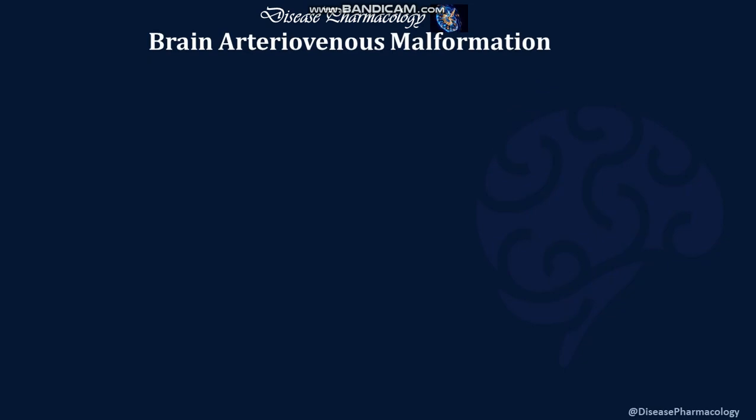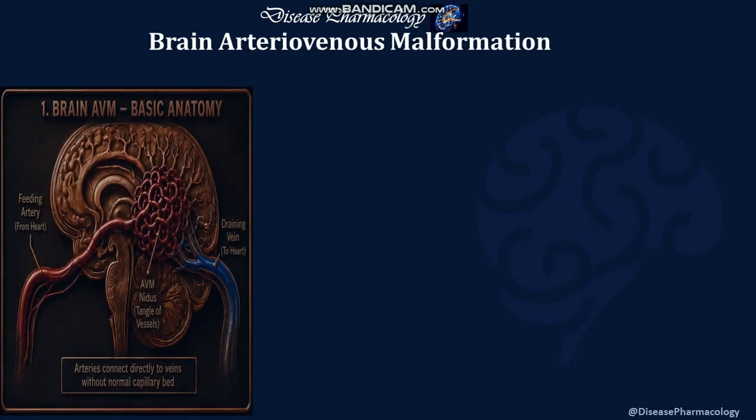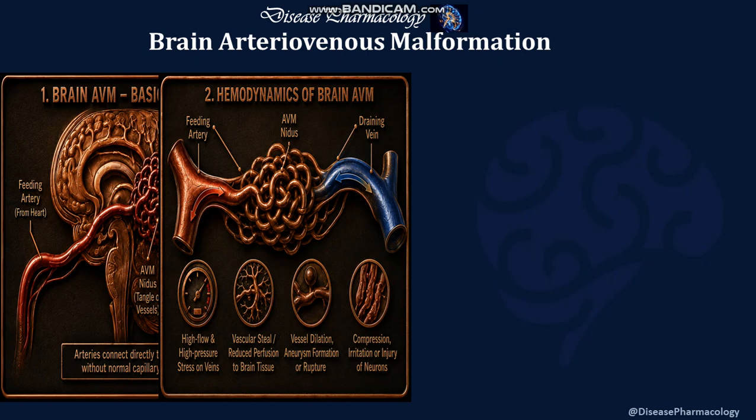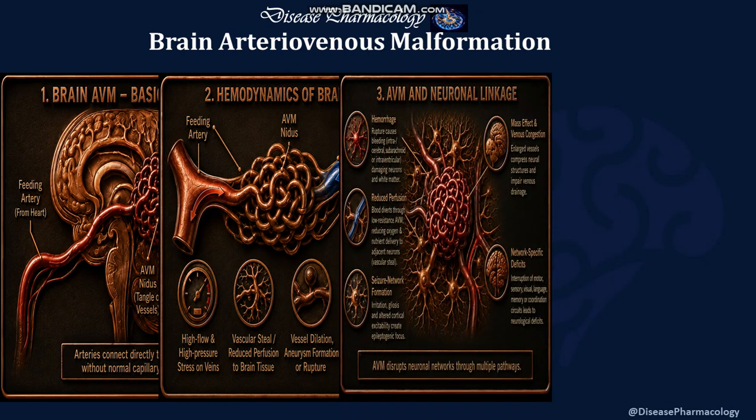Brain arteriovenous malformation. What happens when arteries and veins connect directly without capillaries in between? The result can be a dangerous condition called a brain arteriovenous malformation.